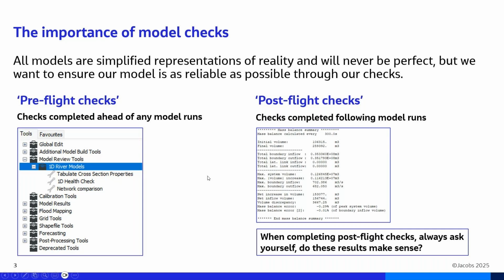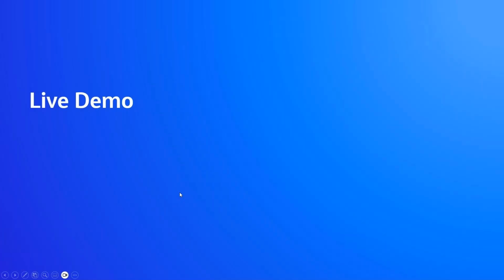We'll take a look at an example of one of these plots later on in the live demo. We also look at our results through time series plots, cross-section plots, and animations to make sure the results we're seeing make sense. It's all well and good having no warnings or no negative depths, but we as modelers must decide if the results that we're seeing actually make sense. So we'll now jump into the live demo.